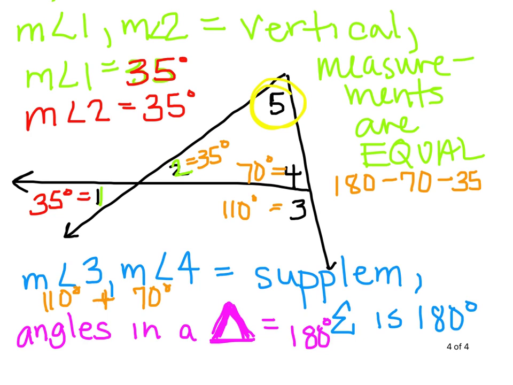175? Let's go back and check that. So 180 minus 70, we know is 110 because that's how we solved for it, right? And then if we subtract 35 more from that, we are left with 75. So 75 is the measurement of angle 5. Does that make sense, Andrew?